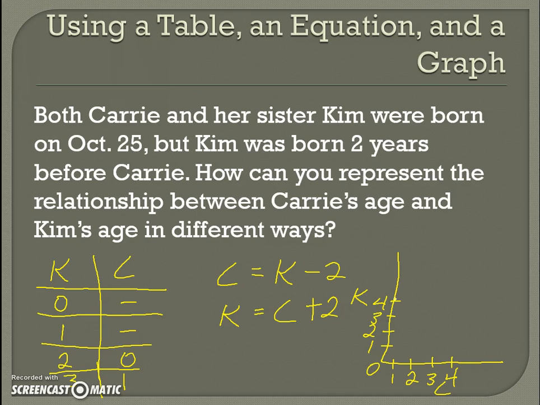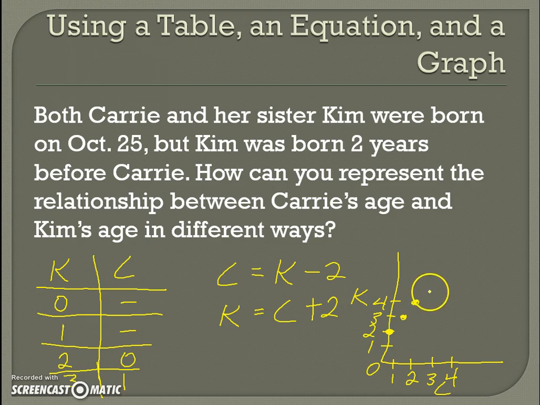I just go and I start plotting these. So first of all, this is Kim. When Kim was born, she's starting here, but Carrie was nowhere, right? Carrie didn't exist yet. So really, if I'm doing this graph, I have to start right here when Kim was 2 and Carrie was 0, all right? And then I go up to the next one when Kim would be 3 and Carrie's 1. And then 4 and 2.